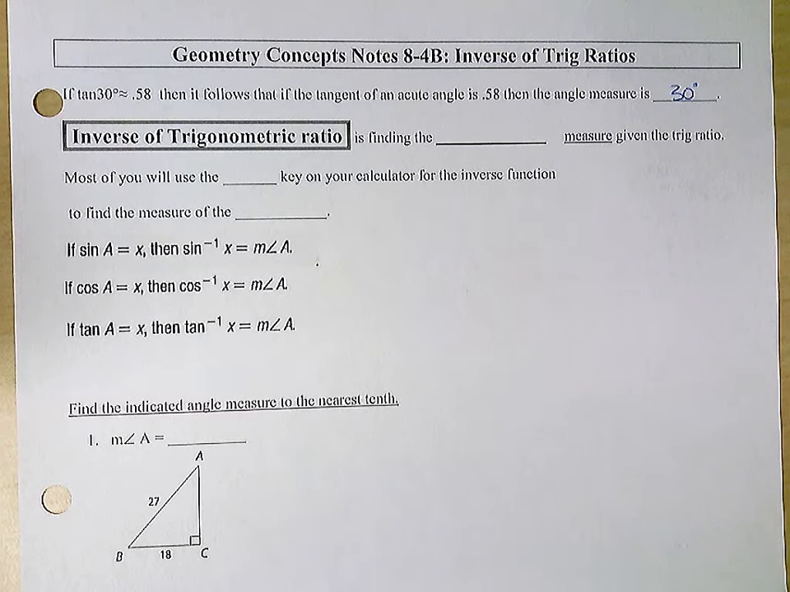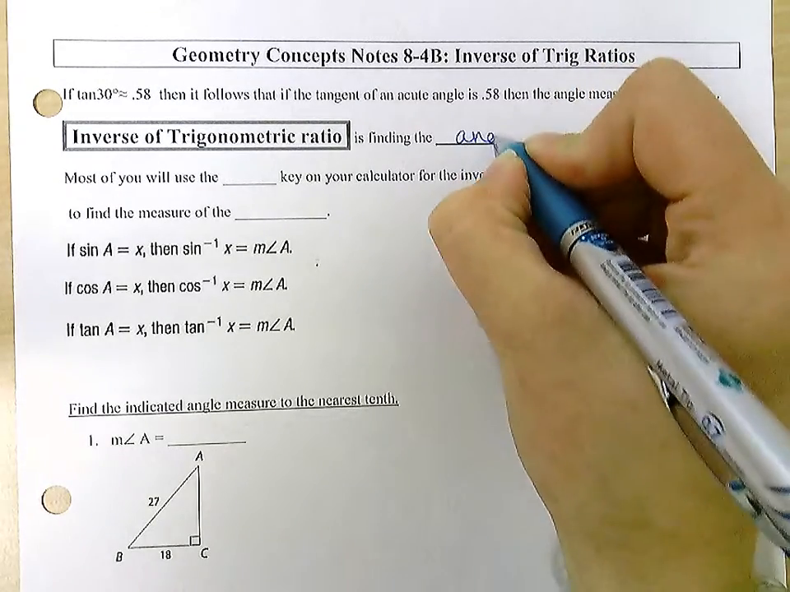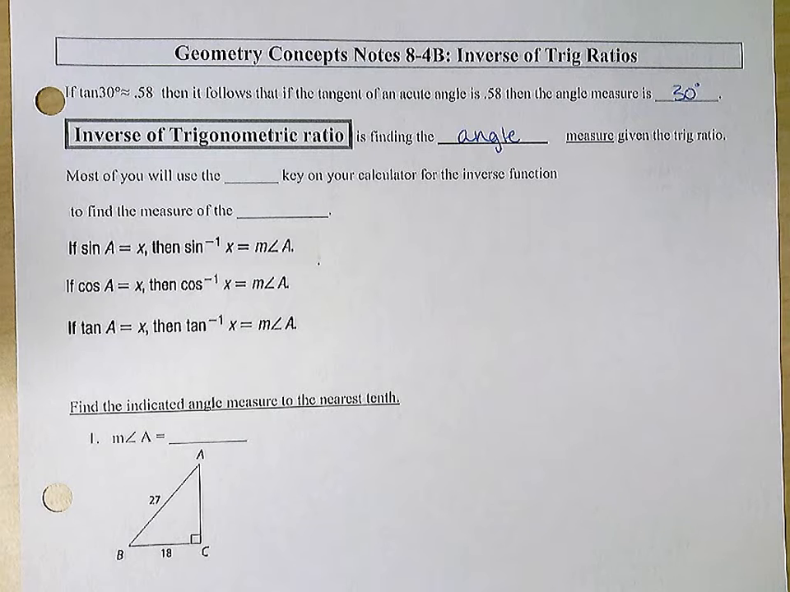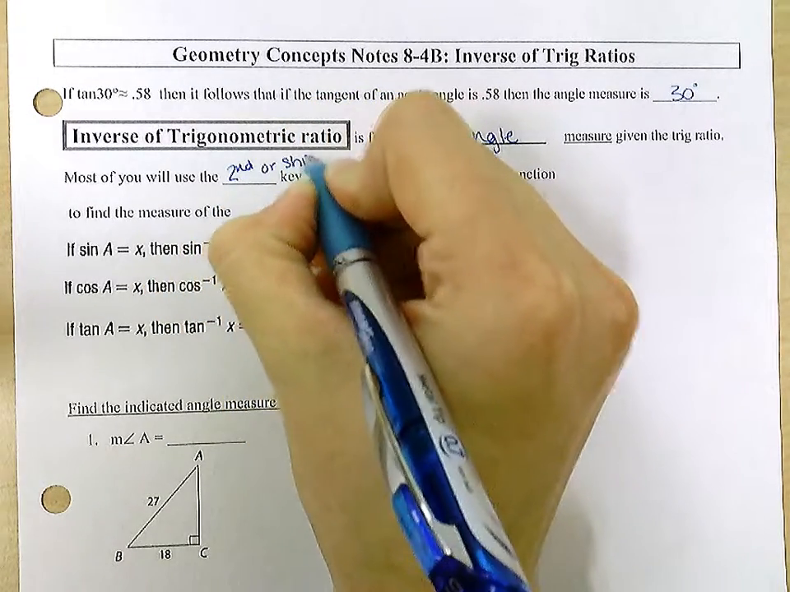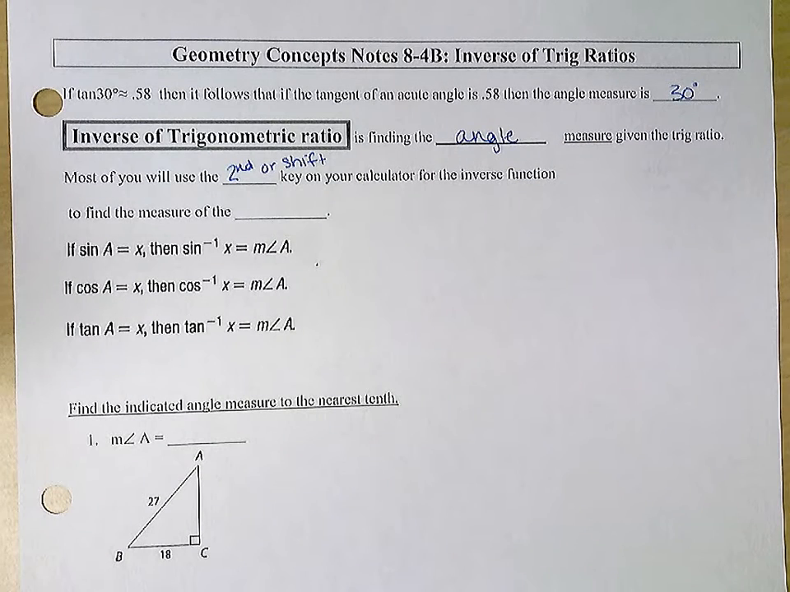So the inverse of trig ratios is finding the angle measure given the trig ratio. Okay, so on your calculator, most of you will use the second key or the shift key to find the inverse function. You have a second button or a shift button. You don't have both. Okay, second or shift. And this is to find the measure of the angle.